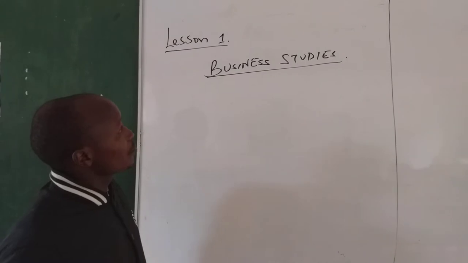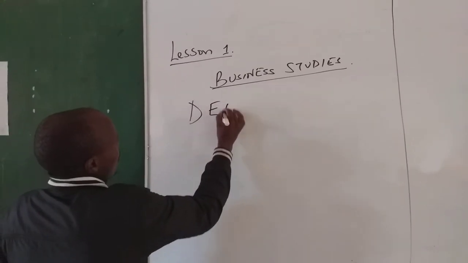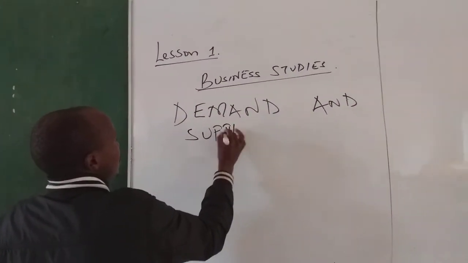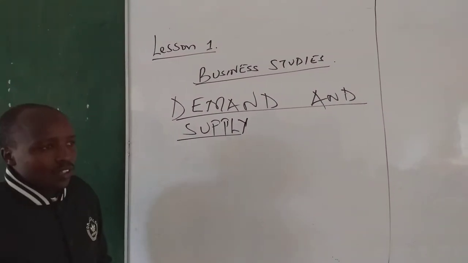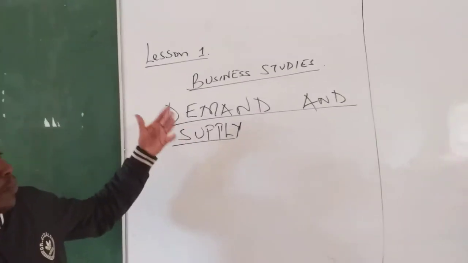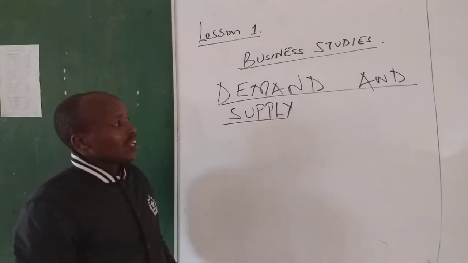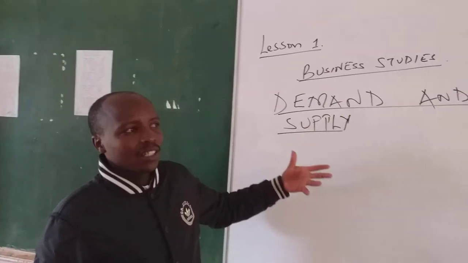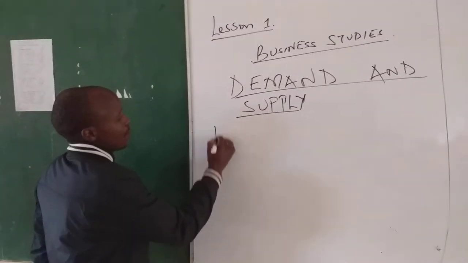Today we shall start our topic on demand and supply. I want us to study demand and supply. Under this topic, it is one of the ways in which we determine the price of a product. They are called price mechanisms. Assuming that a producer produces products and wants to set the price or the cost of the value of that item, then the forces of demand and supply will form the price of that product. Without much ado, let us define what is demand.